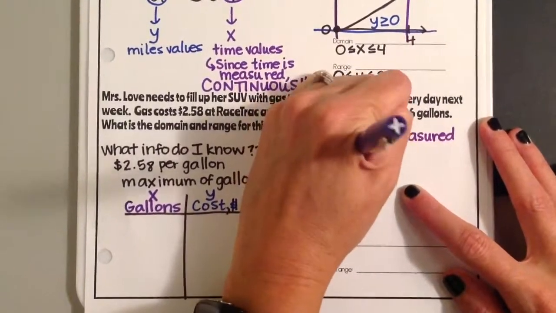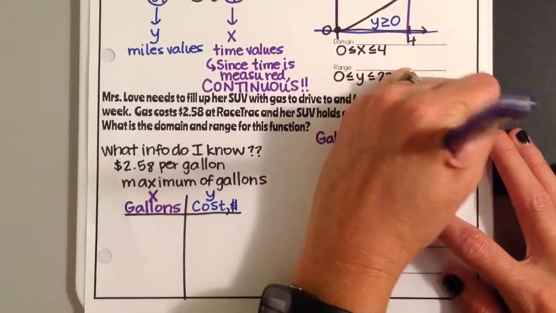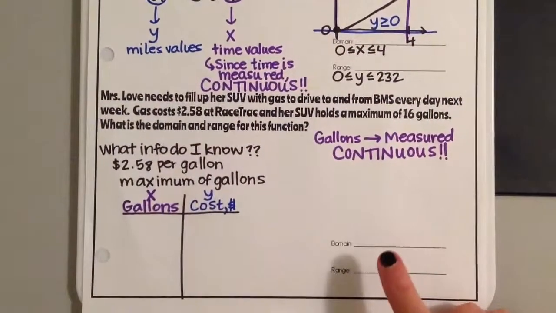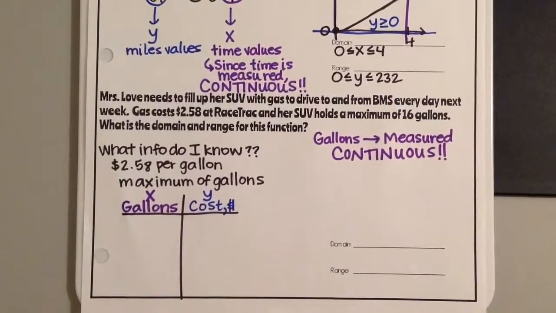So we know that my graph is going to be connected because my domain is continuous, which means when I write my domain and range, I have to use less than or equal to signs. Okay, so let's talk about gallons. What's the smallest number of gallons I can have?